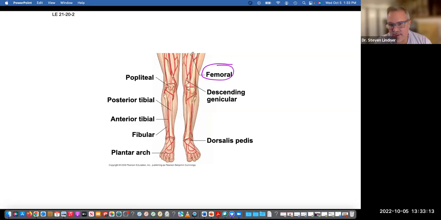The femoral artery kind of goes posterior. The femoral artery leads into the popliteal artery, also on the posterior. That popliteal artery kind of squeezes in between the fibula and the tibia to the front to become the anterior tibial artery. Okay. On the posterior side, if there's an anterior tibial artery, there will be a posterior tibial.